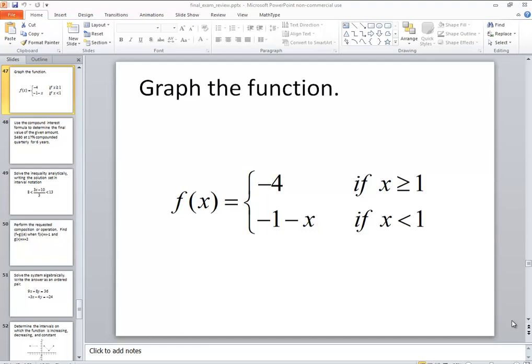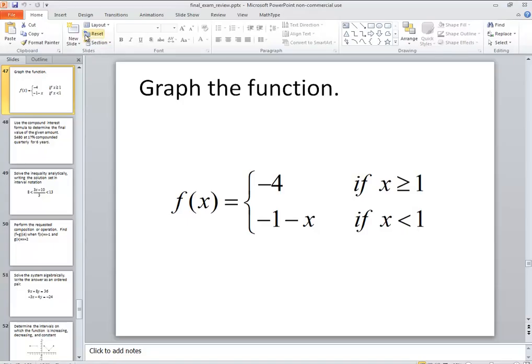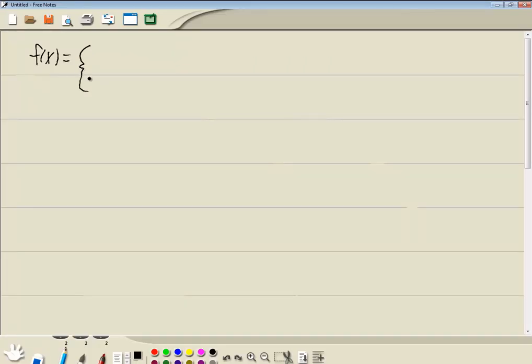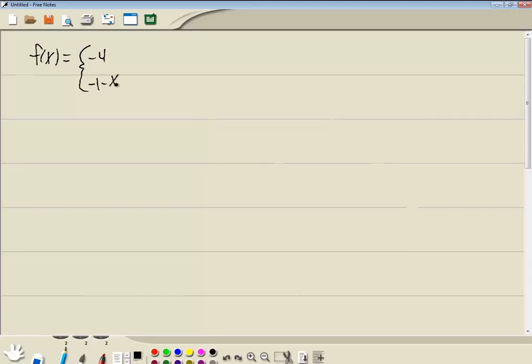Let's take a look at this problem. We're going to graph this function. We've got f of x is equal to -4, -1 minus x, and this is if x is greater than or equal to 1, and this is if x is less than 1.